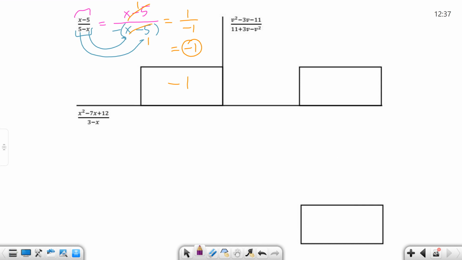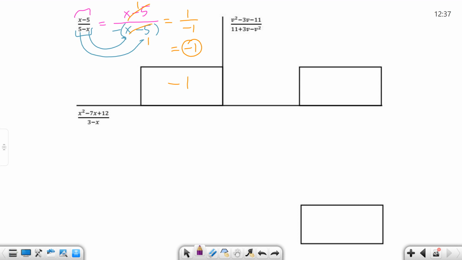Now that's a whole bunch of work to get to negative 1. I want you to learn to recognize if all the signs change. What kind of x was here? Positive. That was negative. Did it change? Yep. Negative 5 to positive 5. Did it change? Yep. If all the signs change, and that's the only difference in the numerator and denominator, the top and the bottom, the answer is always negative 1. If they're the same, it's 1. If all the signs change, then you change the sign.